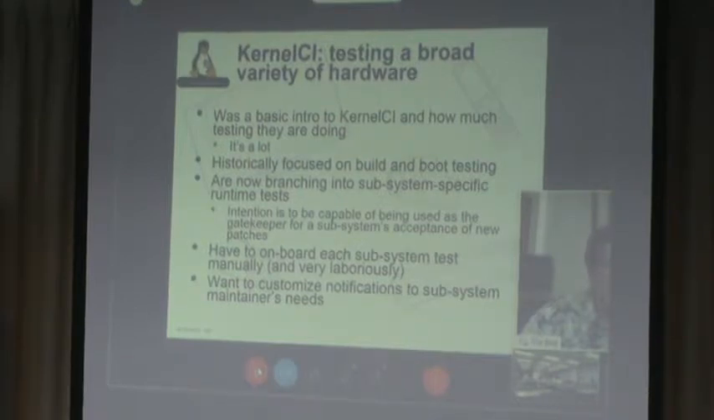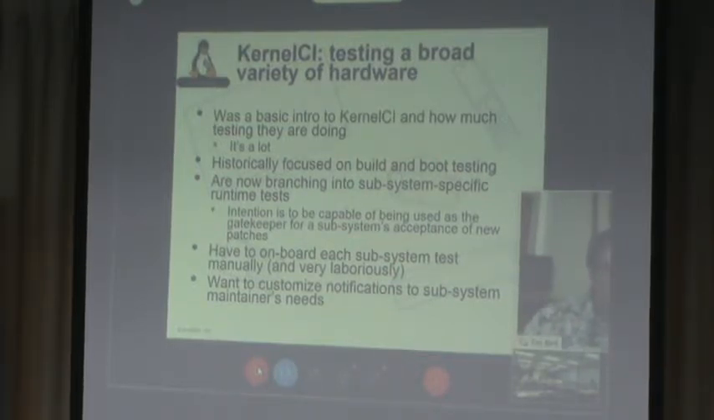So instead of just boot testing, they want to test actual features of the kernel, in particular hardware features. The intention is to end up being capable of being used as the gatekeeper for a subsystem's acceptance of patches. What that means is they want a maintainer, like say of the media subsystem, to be able to say, okay, kernel CI, use my tree before it's even integrated in next. Go run a bunch of tests for me and tell me if my tree is okay right now.